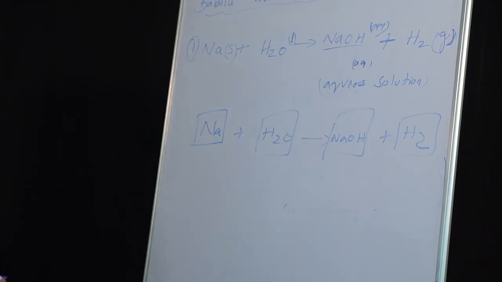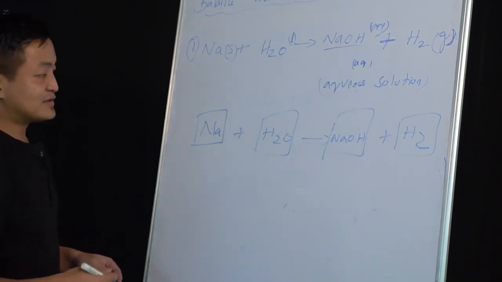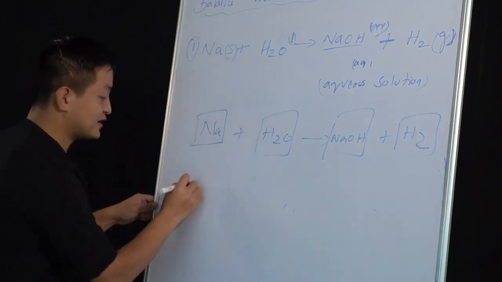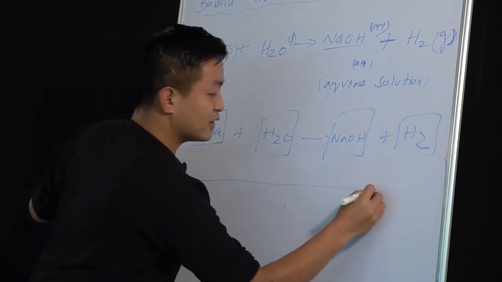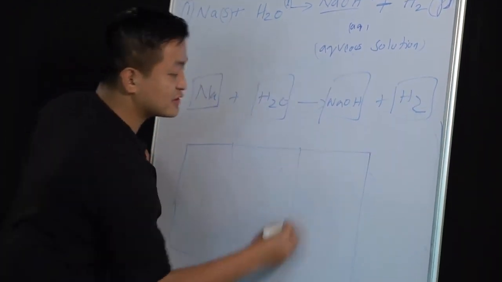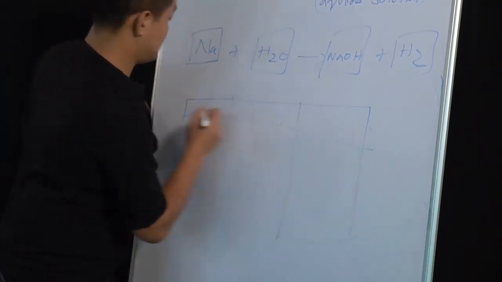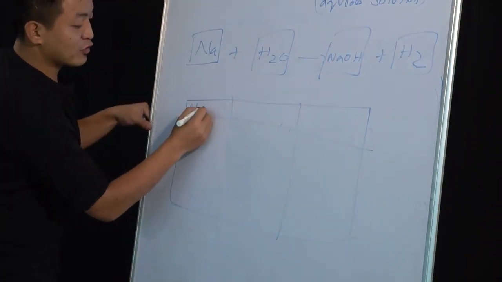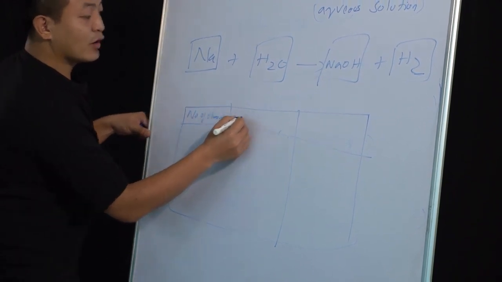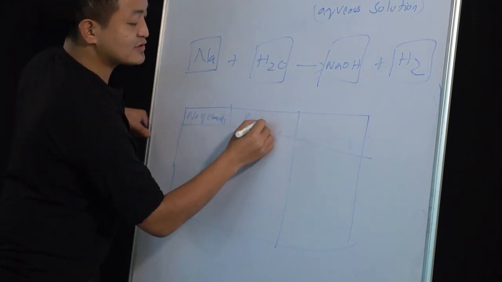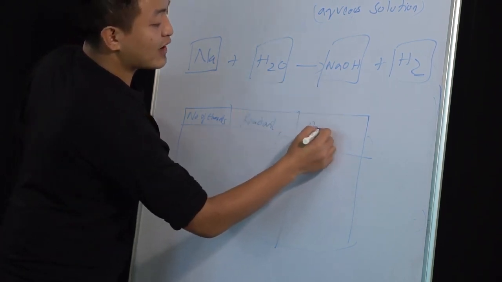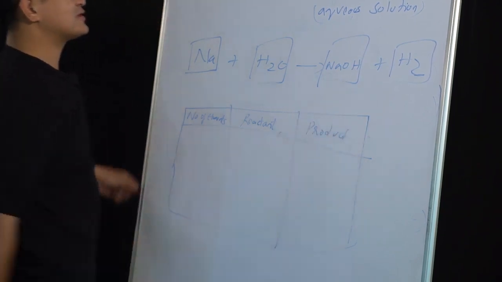So the second step is to list the number of elements. Whatever elements are here, we will list down. For the second step, you have to draw three boxes here. The first one will be for the number of elements. The second one will be the reactant, that means the left hand side. And the third one will be for the product, that will be on the right hand side.